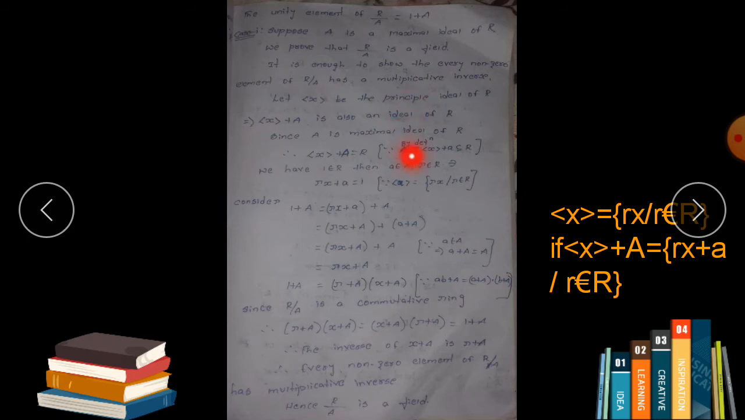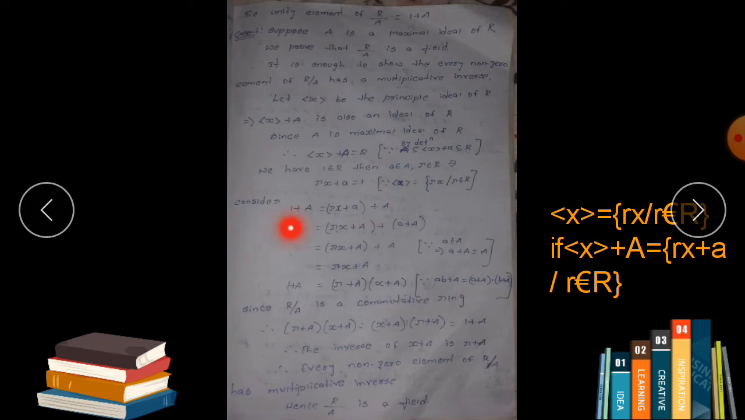Now here ⟨x⟩ + A ⊆ R, where the subset means subset or equals, so I am taking ⟨x⟩ + A = R. Now we have 1 belongs to R such that, see here, ⟨x⟩ from the principal ideal is ⟨x⟩ = Rx. If ⟨x⟩ + A, the set formation will be Rx + A. We write the set form as Rx + A, and since R has unity, I am writing 1 in place of r.